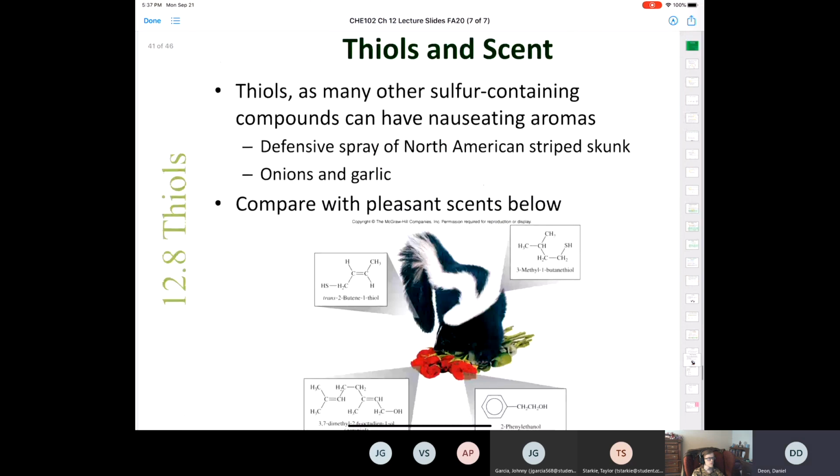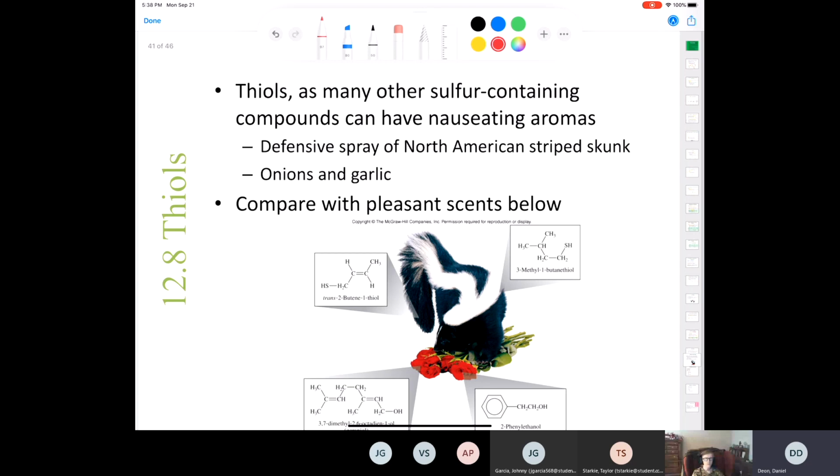Let's keep moving on. Something else that's interesting about thiols is they have very unpleasant aromas. It says here that they are even nauseating. For example, if you've ever smelled skunk spray, they have highlighted a couple of the compounds that come from a skunk. You can see here the trans-2-butene-1-thiol, and that's a thiol. You can see the functional group there. 3-methyl-1-butanethiol is another one here. Those both come from the skunk.